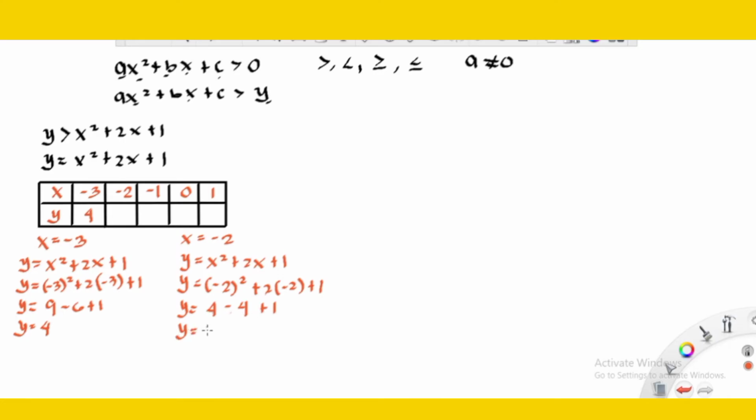0 plus 1, 1. Therefore, ilalagay natin dito yung sagot. Y is 1 when x is negative 2. So, nilagay natin yung value ng y katapat noong value ng x na ginamit natin in solving.